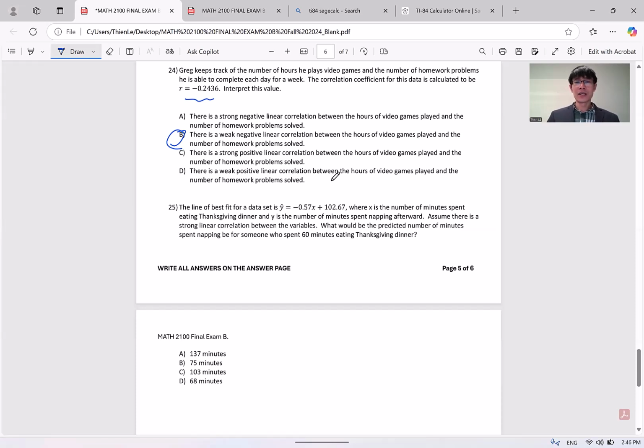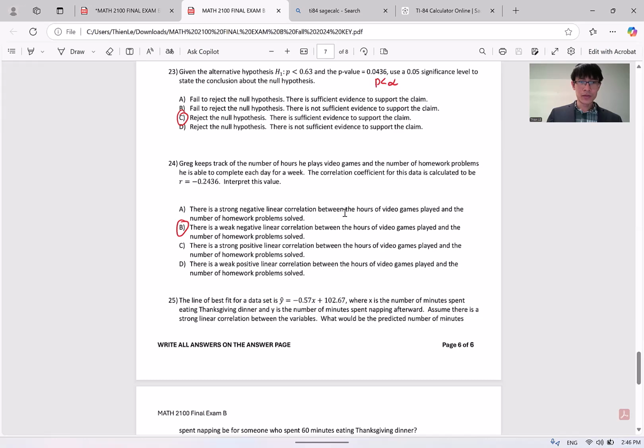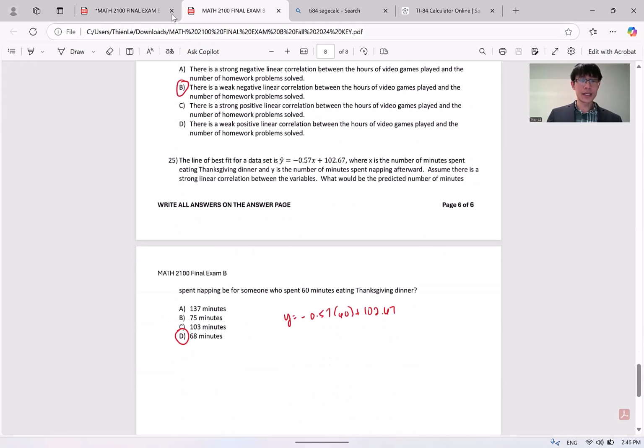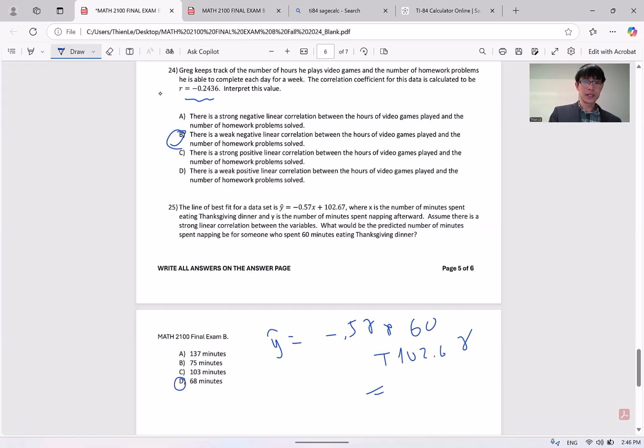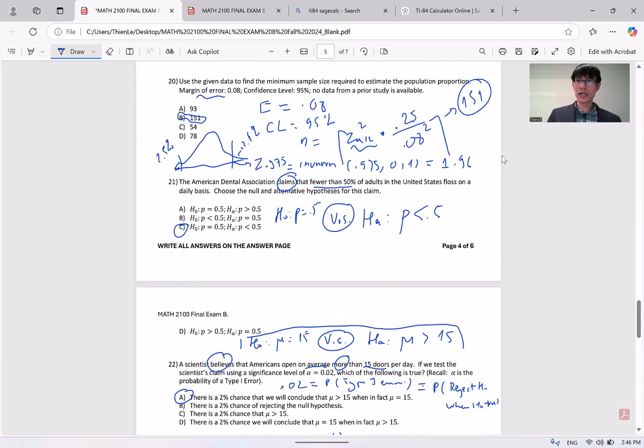In this case, X is the eating time, right? And you have the linear regression line to predict that. So you just plug in, right? Basically y hat will be equal to the slope times X here, plus 102.67, right? You can use the calculator to get that. I believe if you do that, you should be able to get 68. Okay, 68.